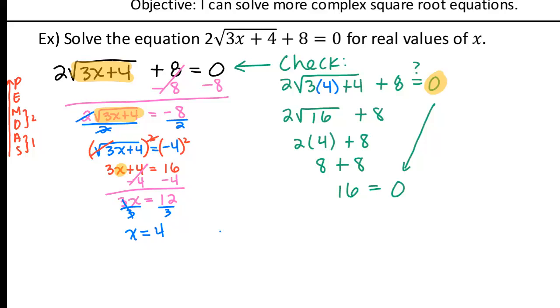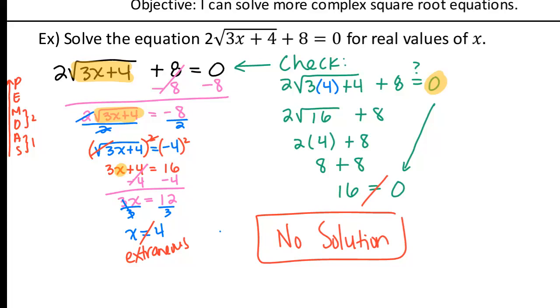No. That means that this is not going to be a solution. This is extraneous. So because it's extraneous, remember we say no solution.